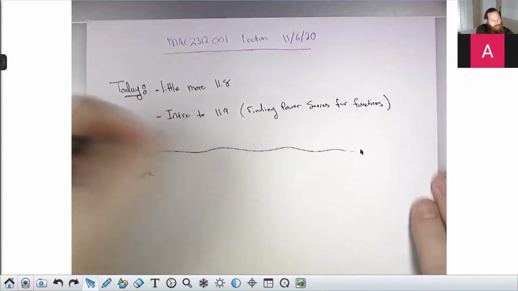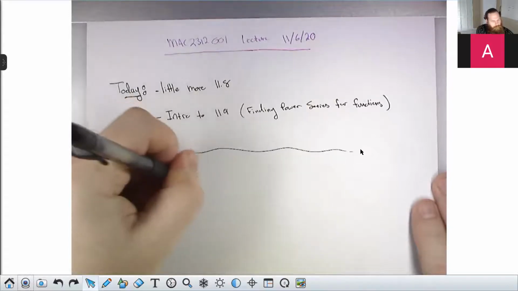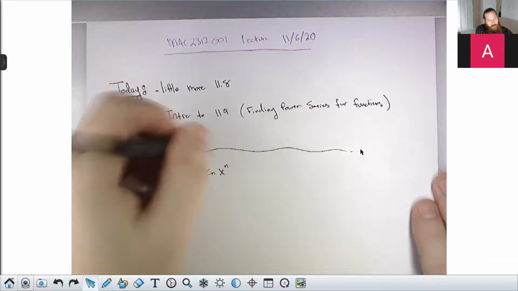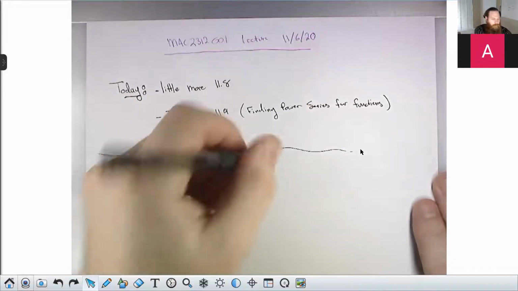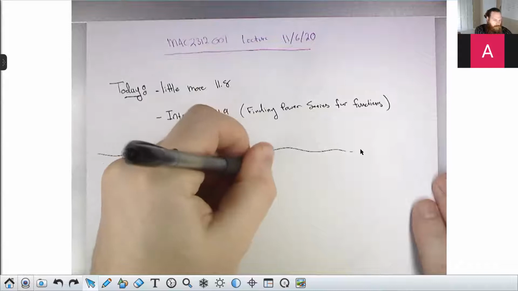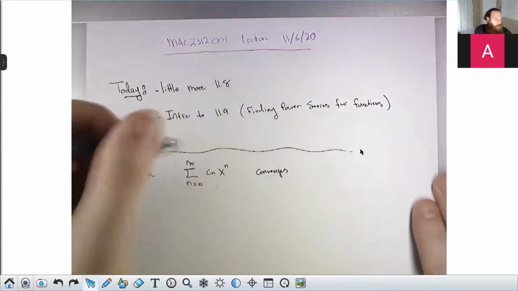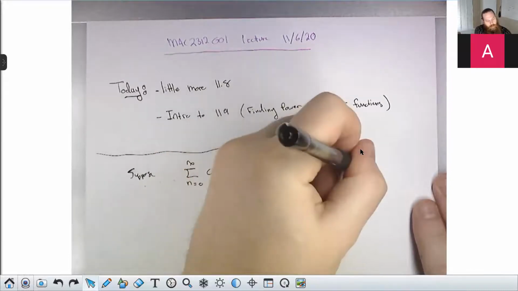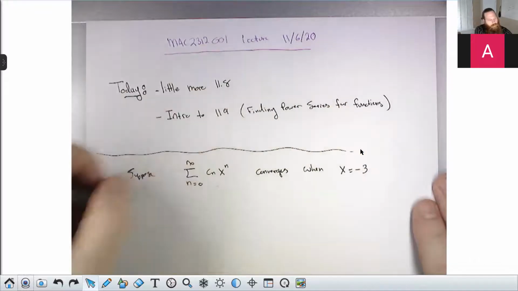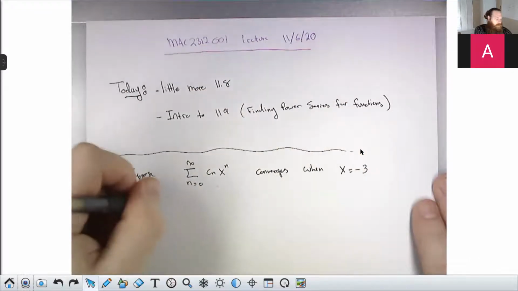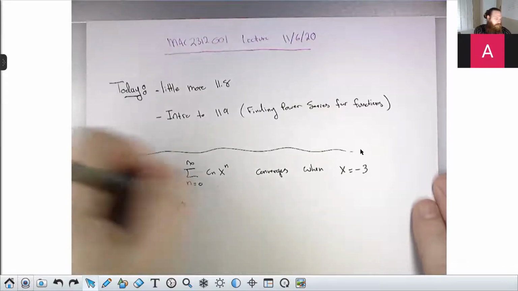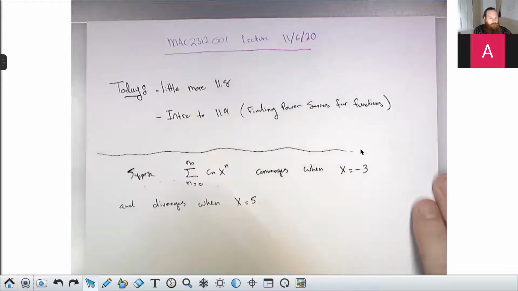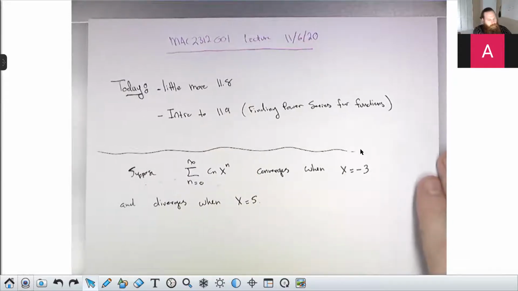So suppose I have a power series of the form Cn x to the n. So the center is 0. Converging when x is equal to, let's say, -3, and diverging when x is equal to positive 5. And I'm going to come at this a little bit differently than they do in that problem.